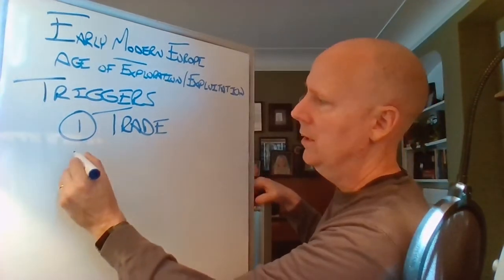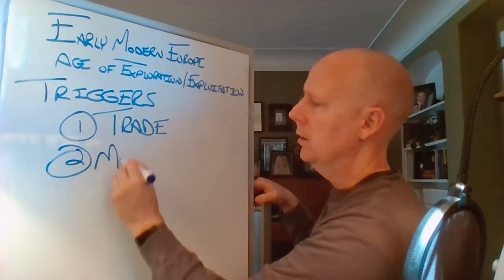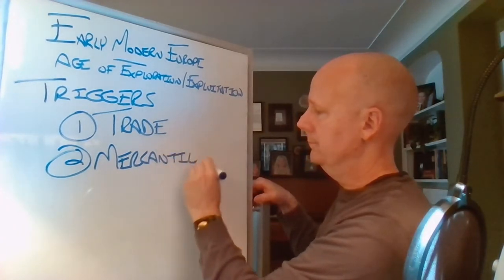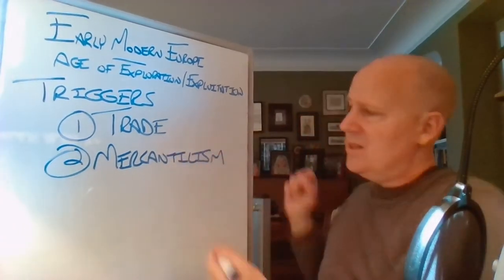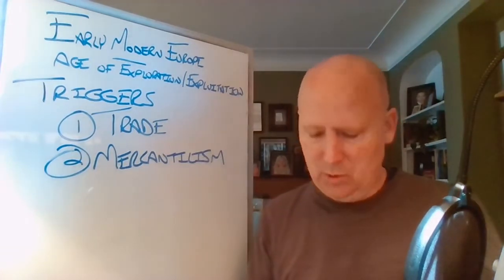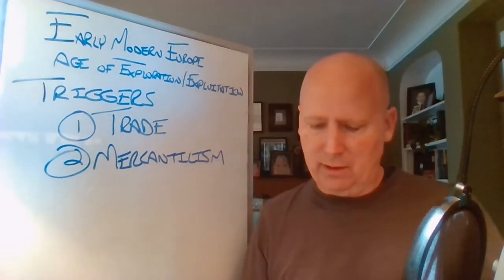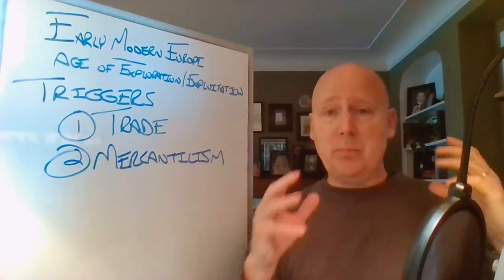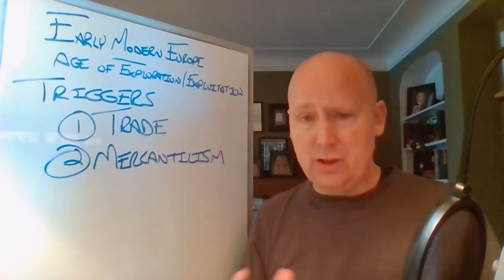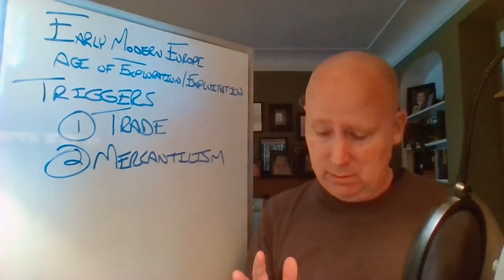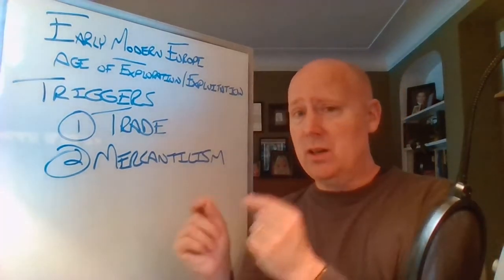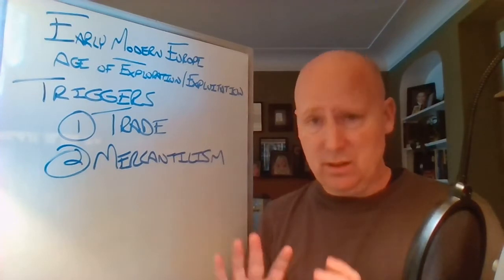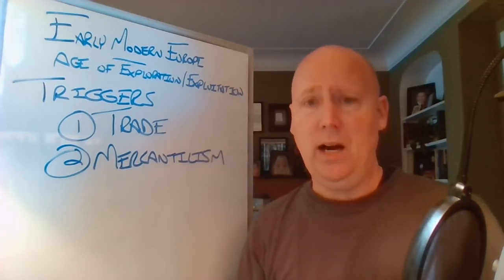The second one is something we call mercantilism. This kind of goes hand in hand with trade. Mercantilism is an economic theory and practice very common during this period of time that promotes government regulation of a nation's economy for the purpose of augmenting state power at the expense of rival powers.